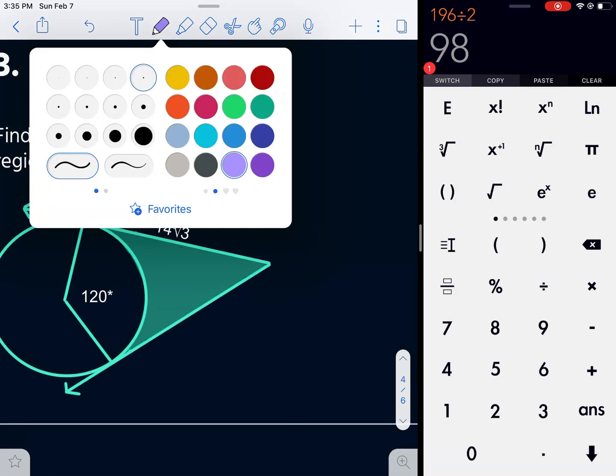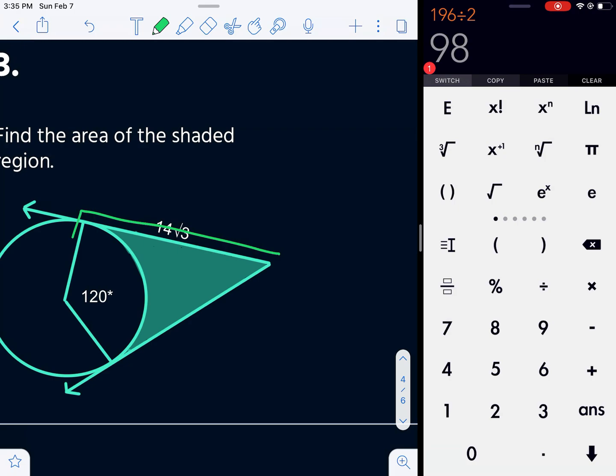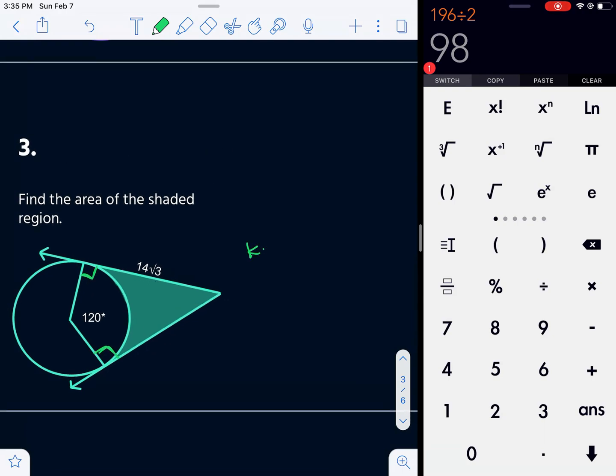This next one shifts gears a little bit. Now I've got a kite. And I know these will be 90-degree angles because I have a radius and a tangent meeting, and those always meet at 90-degree angles. So I'm going to have a kite minus 1/3 of a circle.